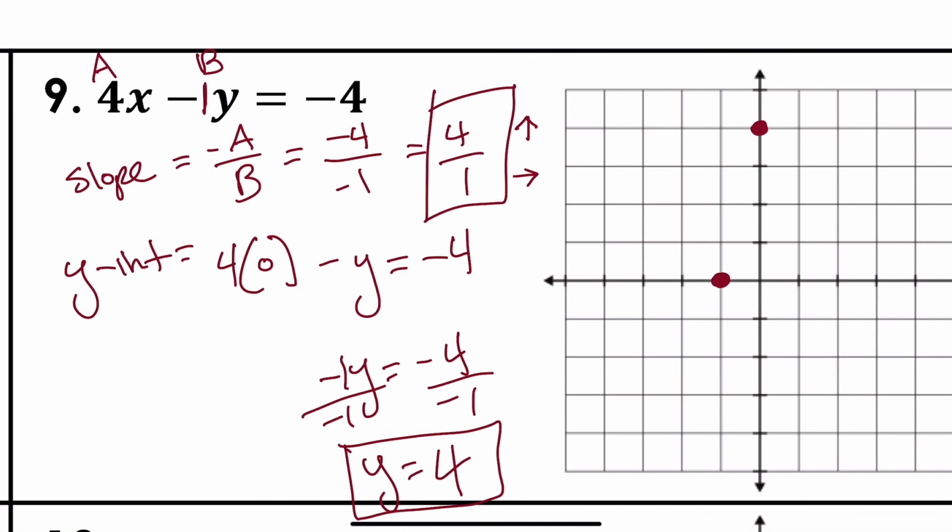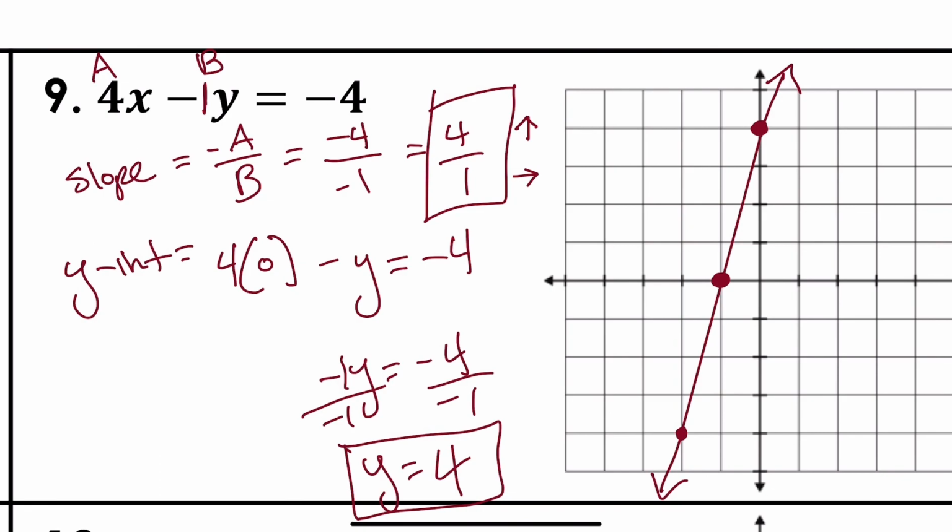Okay, then we're going to do that again. Starting at the last point I put down, I'm going to go down 4. 1, 2, 3, 4 over 1 to the left right here. Boom. Okay, got 3 points. Let's connect those with a line. Draw some arrows. And we are good.